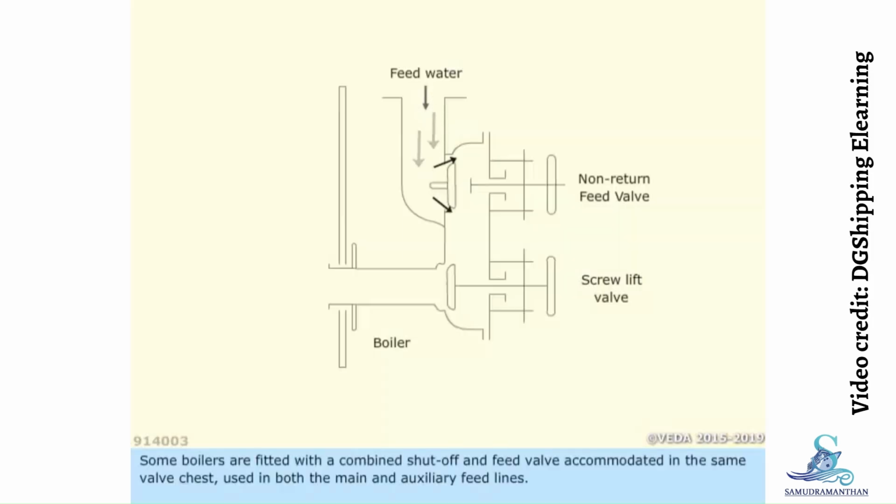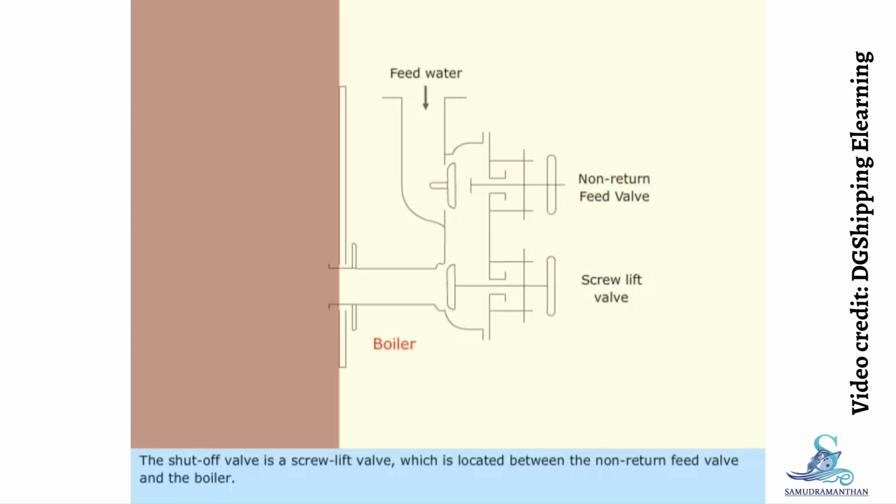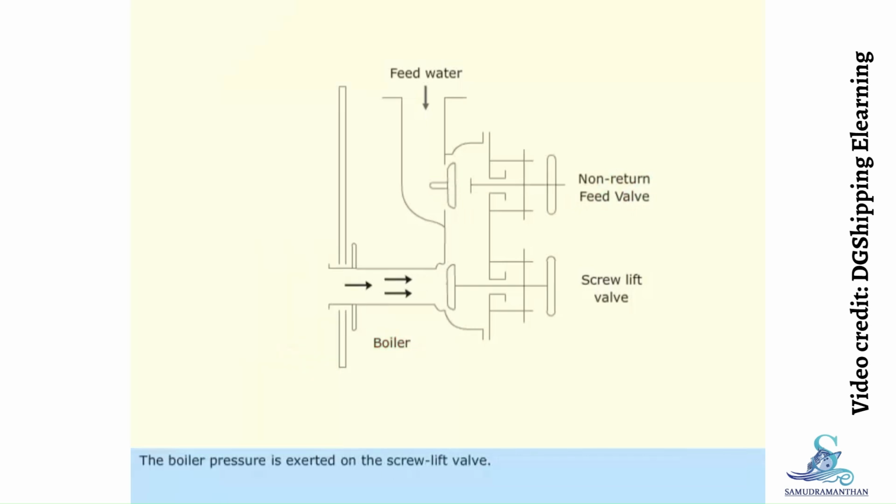Some boilers are fitted with a combined shutoff and feed valve accommodated in the same valve chest, used in both the main and auxiliary feed lines. The shutoff valve is a screw-lift valve, which is located between the non-return feed valve and the boiler. The boiler pressure is exerted on the screw-lift valve.